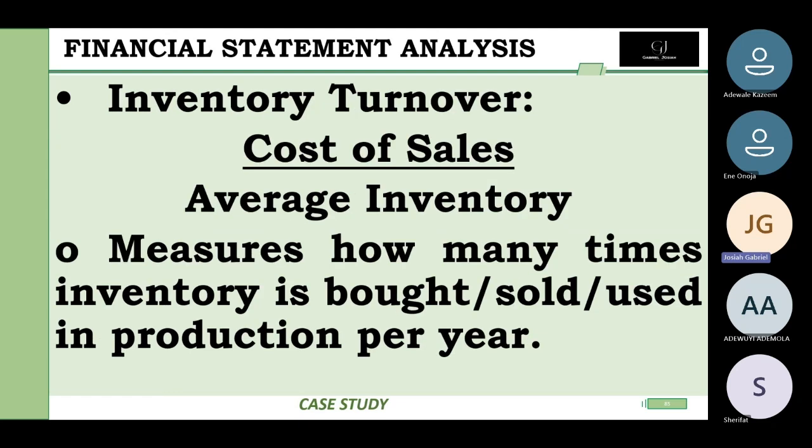So we also have the next ratio, which is inventory turnover, and it speaks to the cost of sales divided by average inventory. So the cost of bringing the services to get revenue, divided by that sales activity, which is inventory generation or production. And it measures how many times inventory is bought, sold, and used in production per year. So the cost of goods sold or the cost of sales is the numerator.